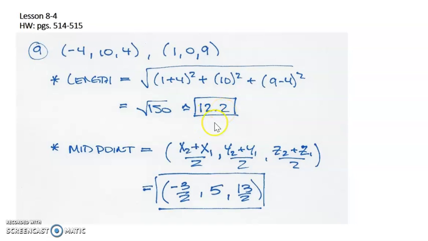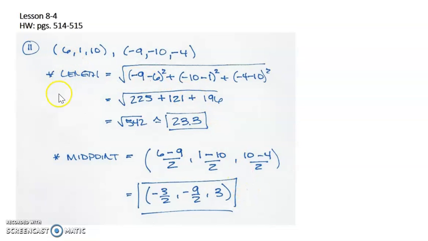What is their midpoint? We're going to add the 2 units, and I wrote x2, x1 because I had the x2 minus x1. It's really x1 plus x2, but it doesn't really matter because you're just combining numbers. And so the midpoint coordinate would be (-3/2, 5, 13/2).